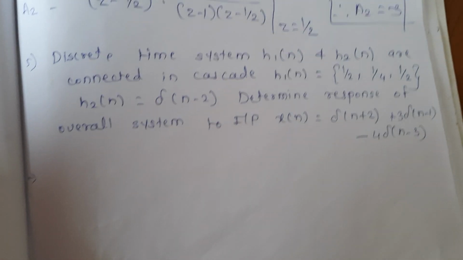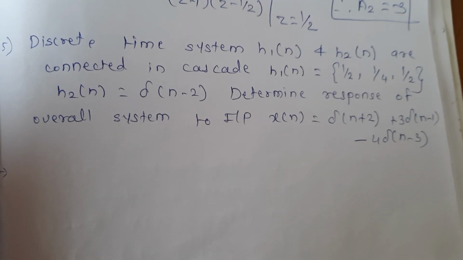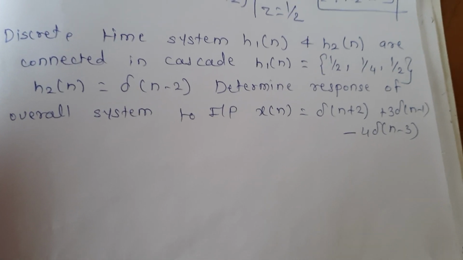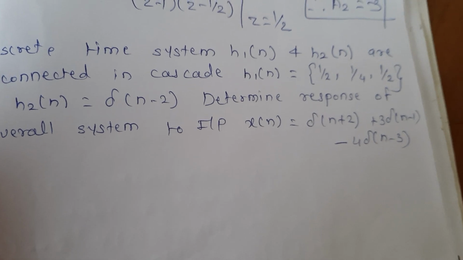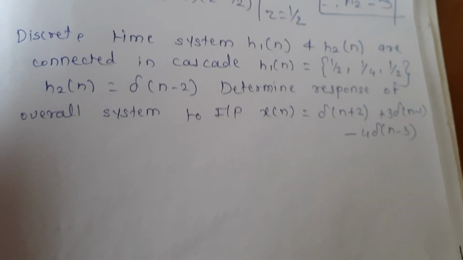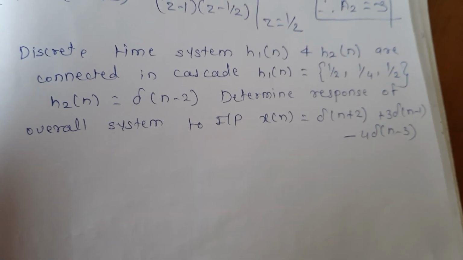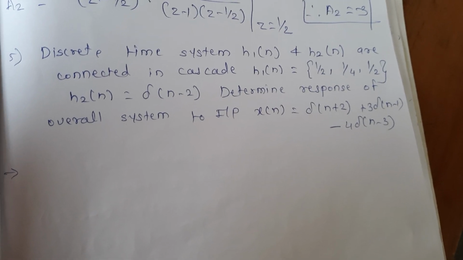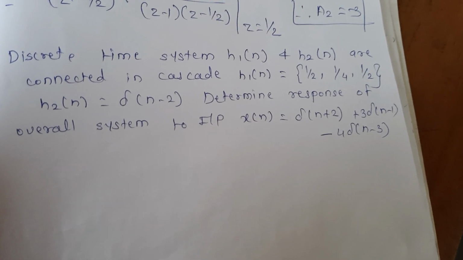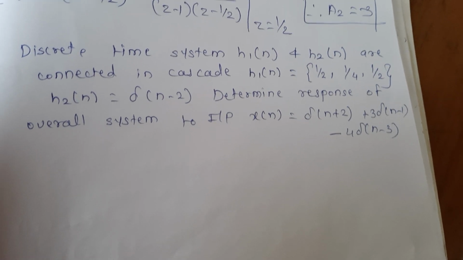Discrete time systems h1(n) and h2(n) are connected in cascade. h1(n) is {1/2, 1/4, 1/2}. h2(n) is delta of n minus 2. Then determine the response of the overall system to the input x(n) equal to delta of n plus 2 plus 3 delta of n minus 1 minus 4 delta of n minus 3.